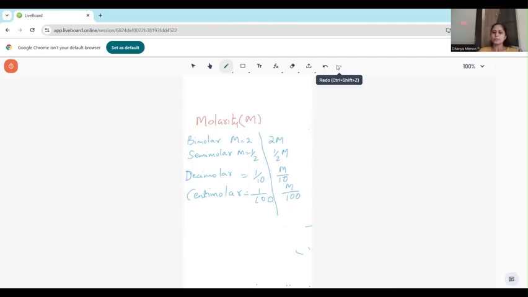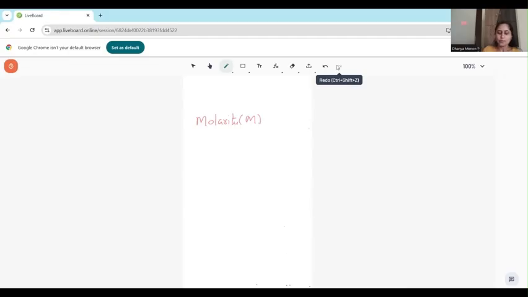Okay, so moving on further, students, molarity of ions. Okay, molarity of ions. What is an ion? You will be learning more about ions. But for now, ions means something that has charged particles like H plus, Na plus, or Cl minus. All these having charges are called ions. Okay, so molarity of ions.